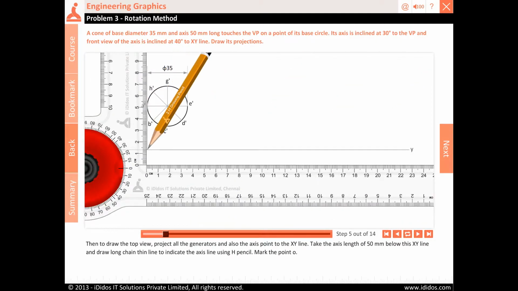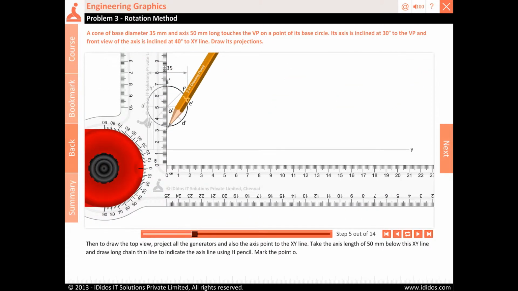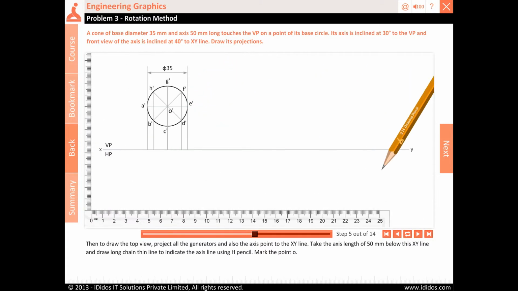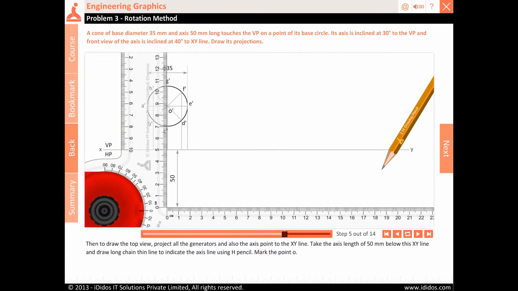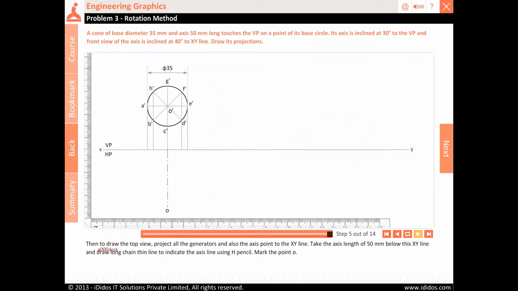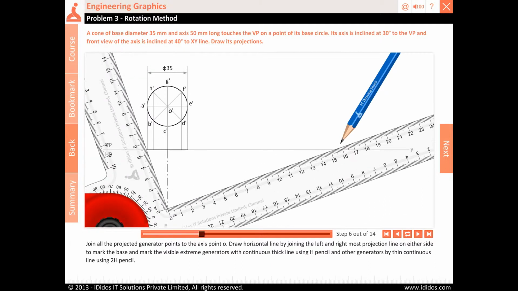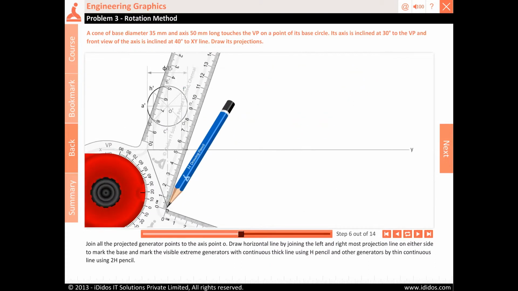Then to draw the top view, project all the generators and also the axis point to the XY line. Take the axis length of 50 mm below this XY line and draw long chain thin line to indicate the axis line using H pencil. Mark the point O. Join all the projected generator points to the axis point O.